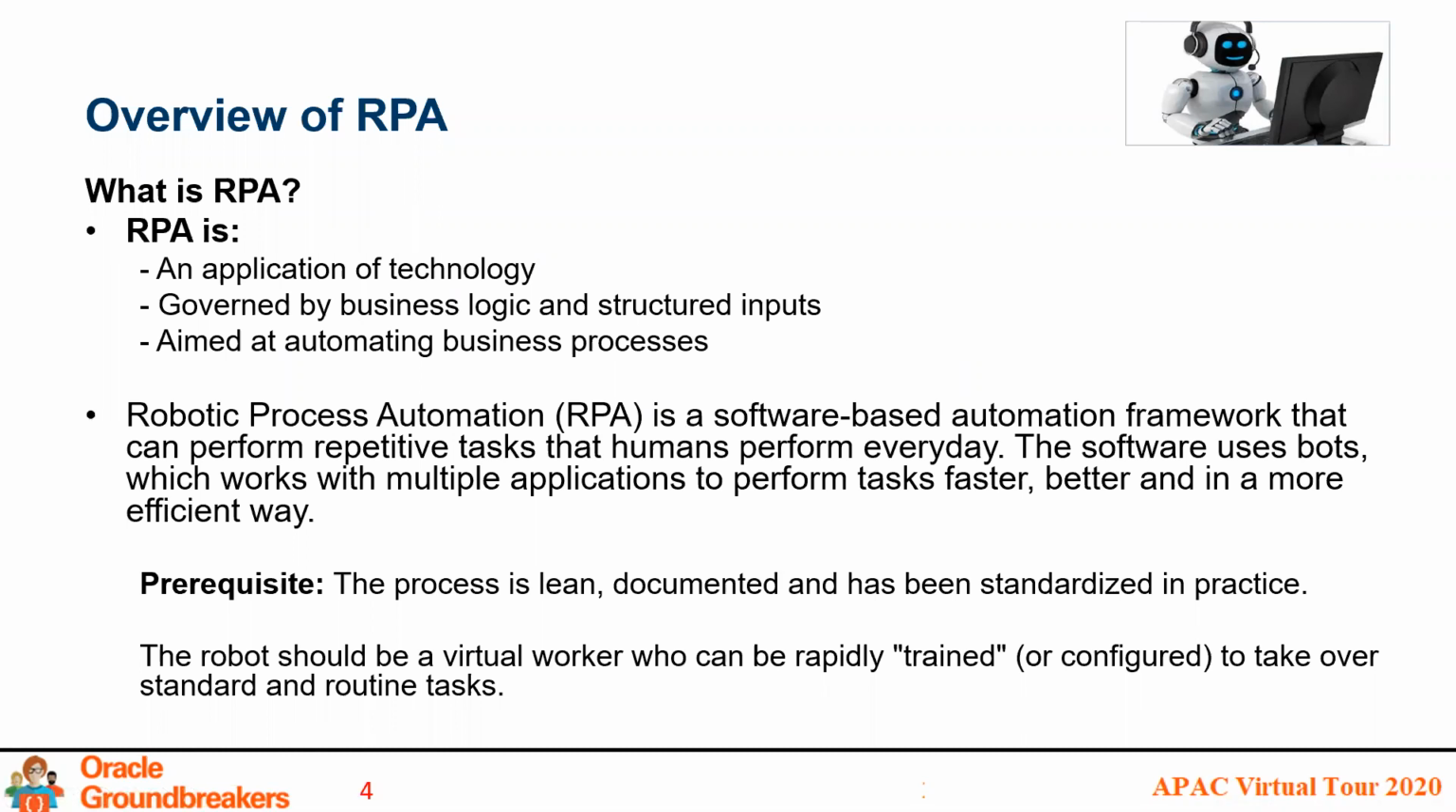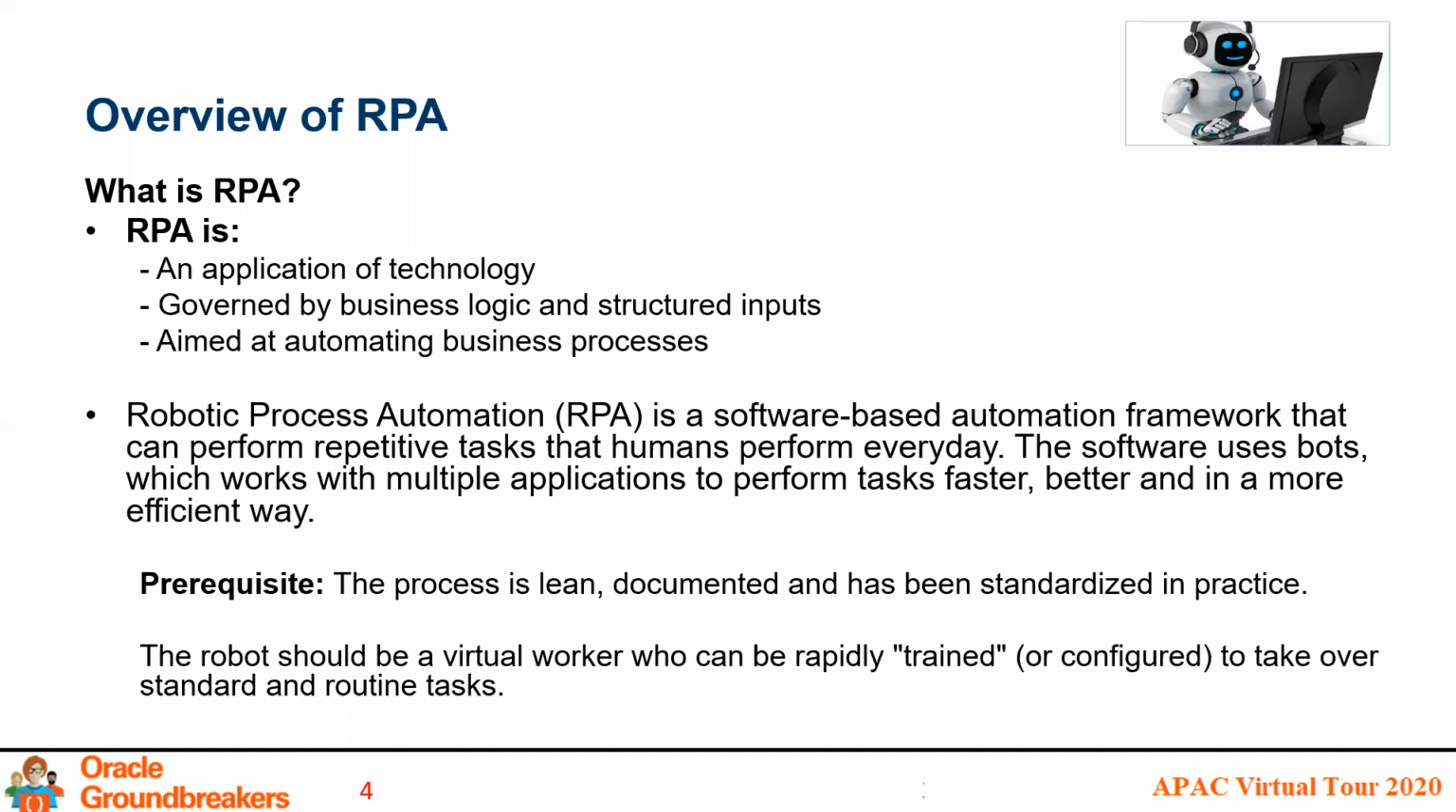So, overview of RPA. What is RPA? RPA is an application of technology. It is governed by business logic and structured inputs, aimed at automating business processes. RPA is not screen scraping, application programming interfaces, scripting, or macros. It is not business intelligence, and it is not artificial intelligence or machine learning.